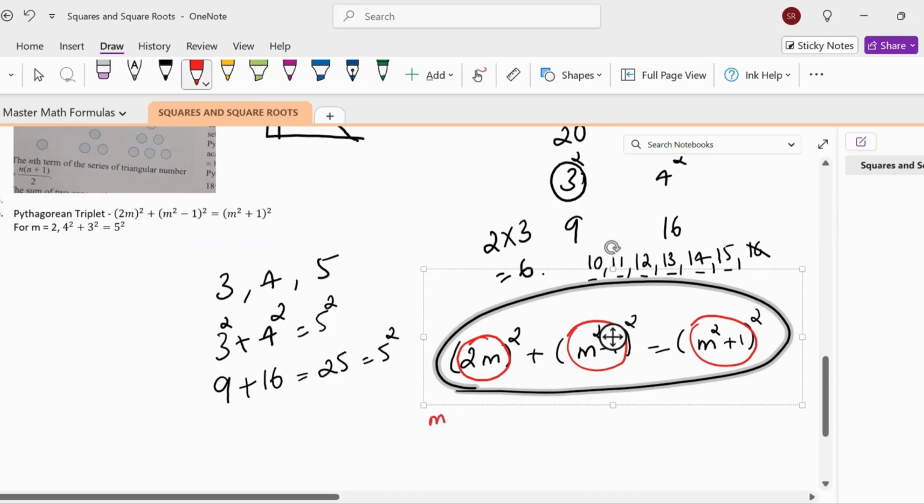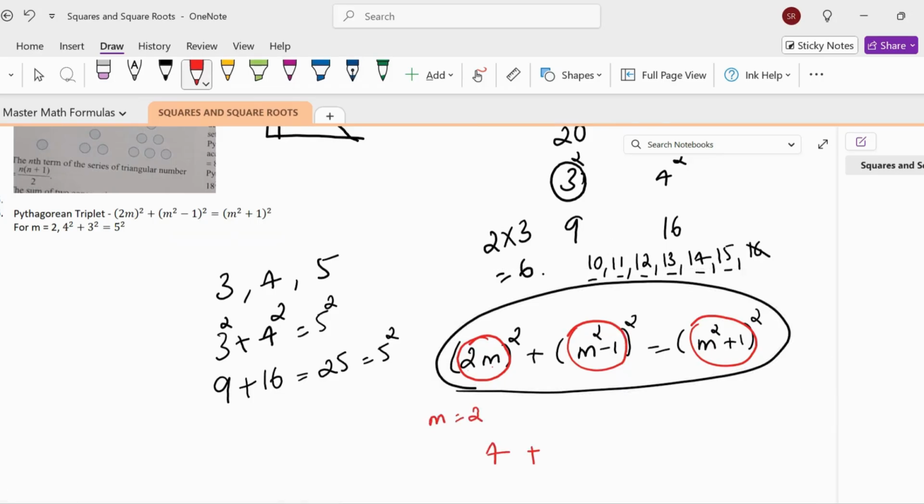For example, you take m is equal to 2. 2 2s are 4. 4 minus 1 is 3. 4 plus 1 is 5. So always stick to this example. You will not go wrong with the general form as well. 2m the whole squared plus m squared minus 1 the whole squared is equal to m squared plus 1 the whole squared. With this we are done with the 6 properties of squares and square roots.